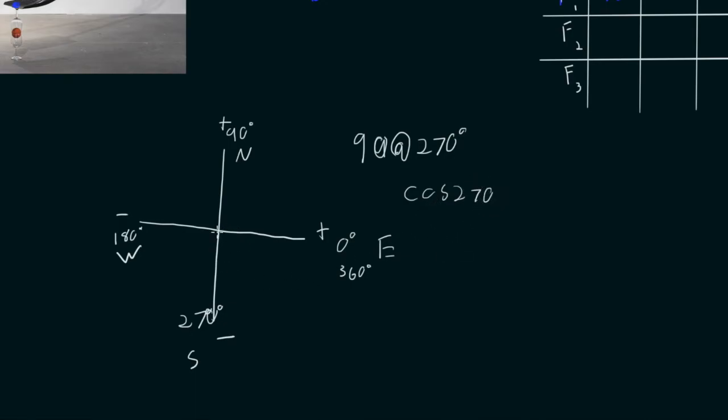the cosine would be this angle right here. And that's going to be 0. There's nothing going that way. If it's going all at 270, cosine would have to be 0. The sine of 270, you would find that to be negative 1.